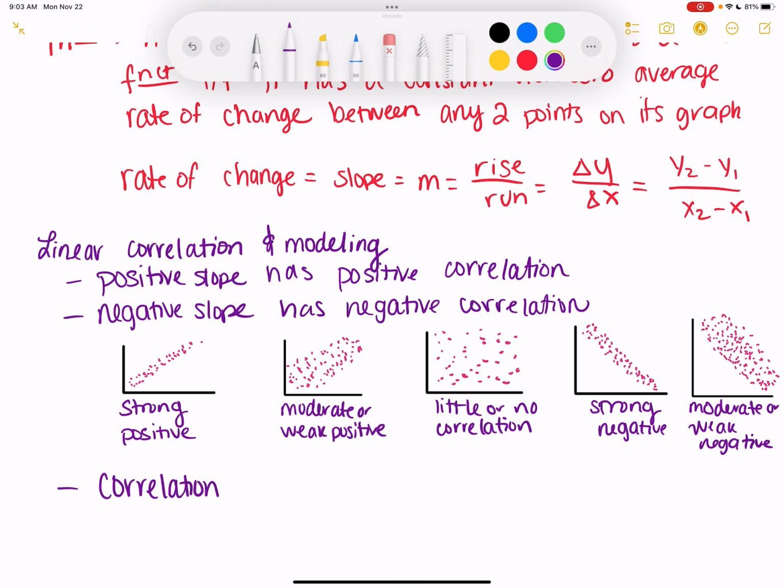The correlation coefficient. R is the number that measures strength.